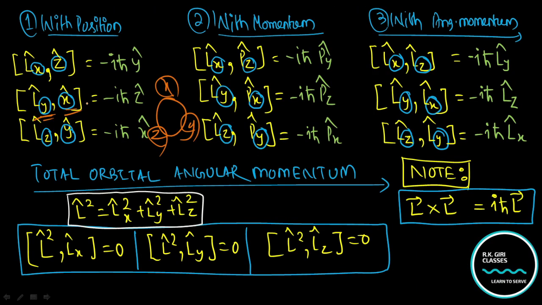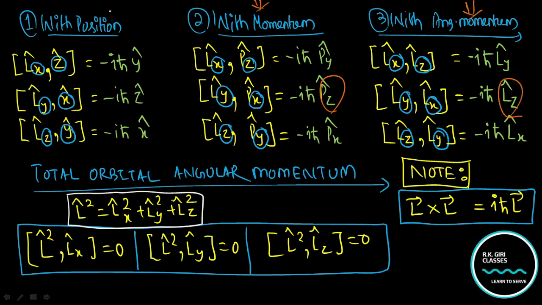Now this is Y and X, starting from Y then moving towards X, the next number will be for Z. So this is minus iħ because we are moving in an anti-clockwise manner. All this, pz and this is Lz, with angular momentum, with position. Clear this point?